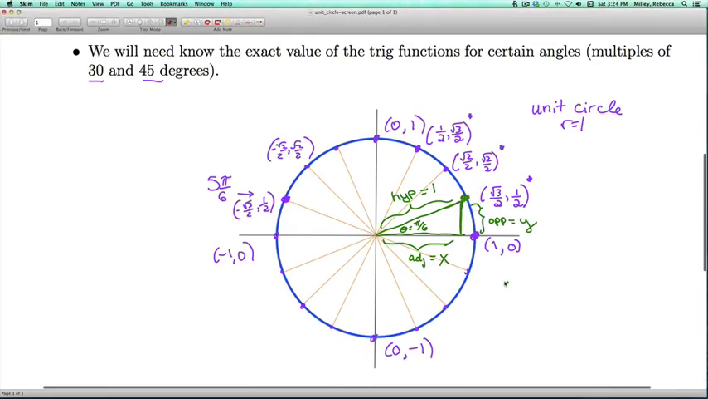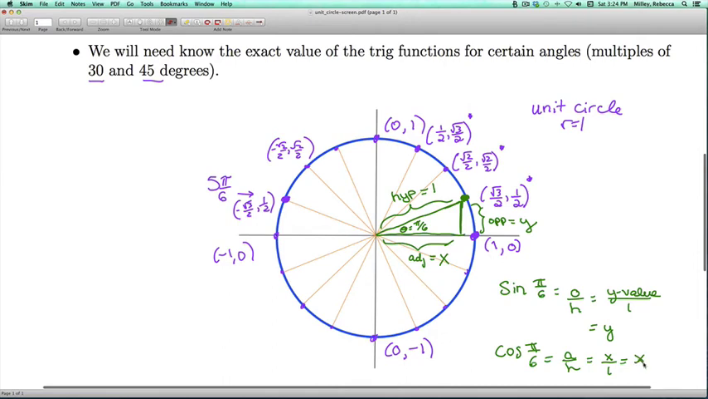So if I wanted to know what, for example, the sine of 30 degrees is, the sine of pi over 6, it would be opposite over hypotenuse, which is the y value of the coordinate of where the angle hits the unit circle divided by 1, which is just the y value. The cosine of pi over 6 is the adjacent over hypotenuse, which is just x over 1, or just x.